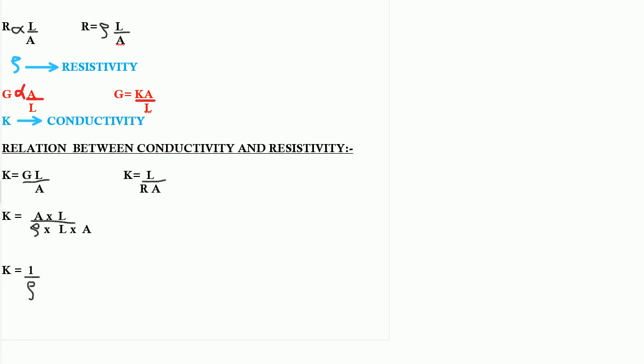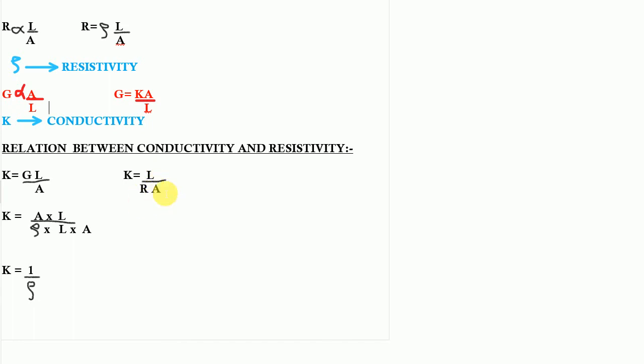Now moving ahead to understand the relation between conductivity and resistivity. From this formula which we have got, I just take K over here. So K is equal to GL upon A. What is the value of G? G is the inverse of R. So just substituting the value of G as 1 upon R, we get K is equal to L upon R into A.